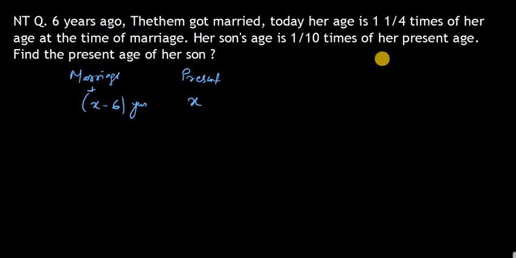Today her age is 1 by 4 times of her age at the time of marriage. So the present age is x, and 1 by 4 means 5 by 4 times, since 4 times 1 is 4 plus 1 is 5 by 4. Today her age is 5 by 4 times of her age at the time of marriage, and at marriage her age is x minus 6.